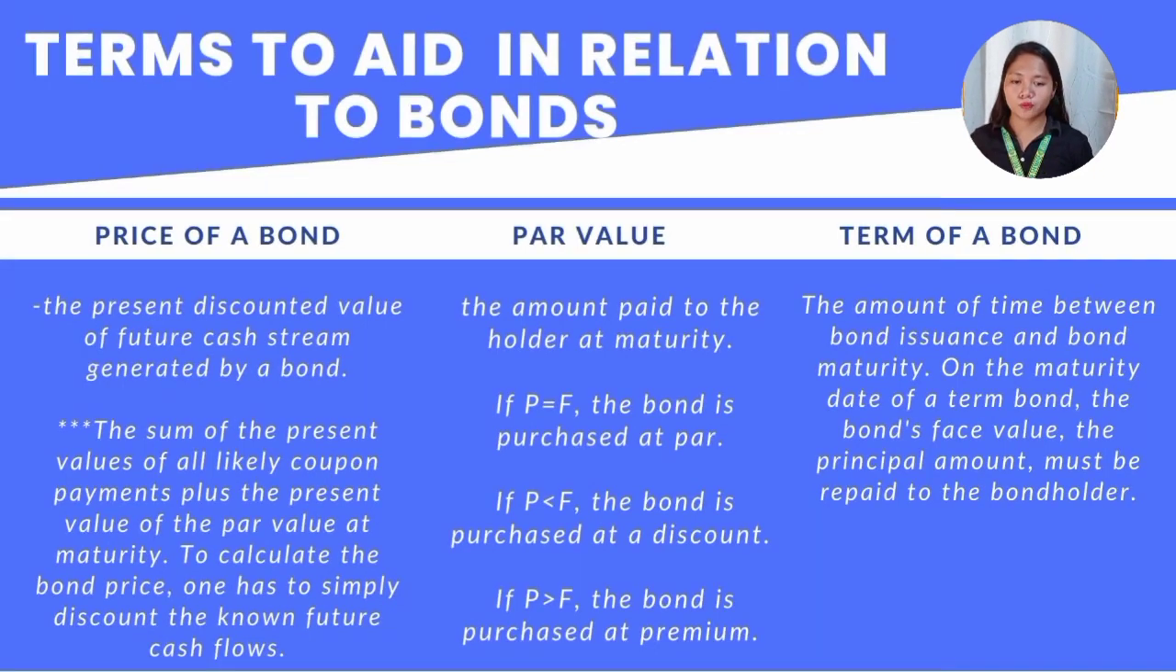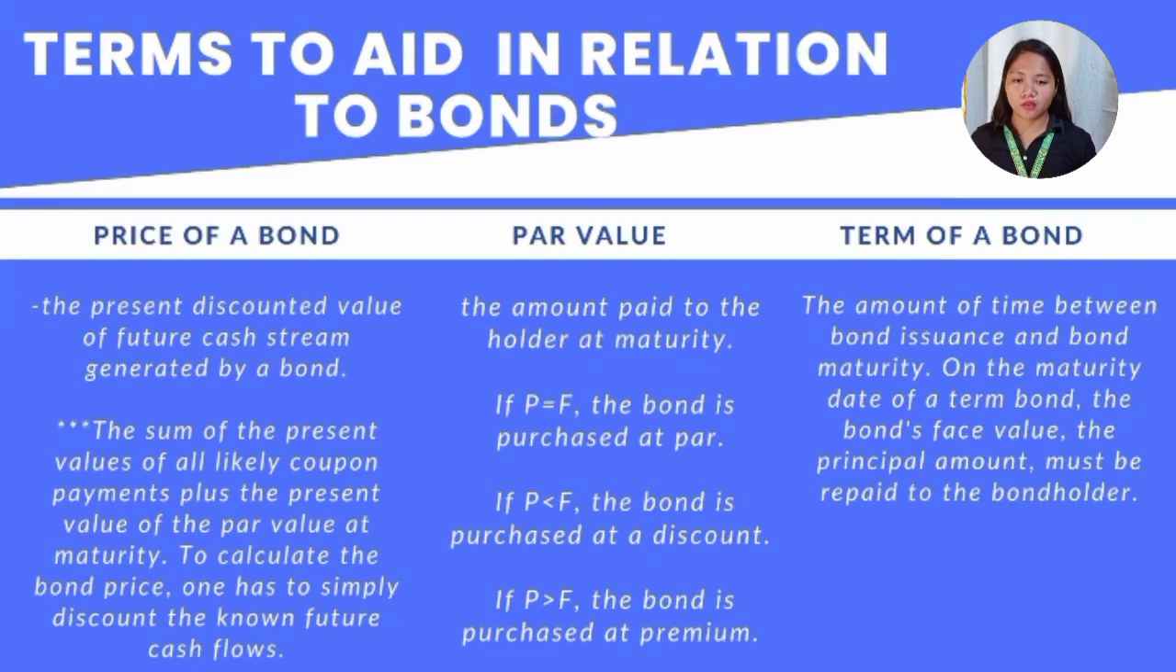Par value, the amount paid to the holder at maturity. If P equals F, the bond is purchased at par. And if P is less than F, the bond is purchased at a discount. And if P is greater than F, the bond is purchased at a premium.